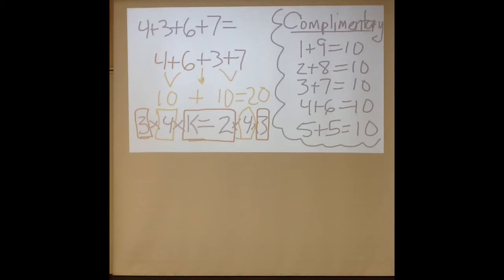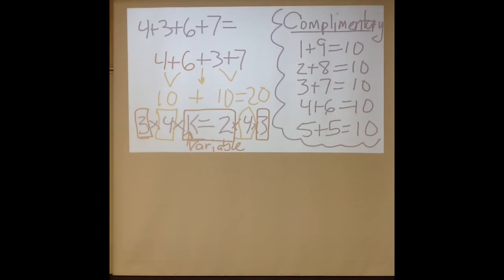So as you can see, commutative property is very helpful when we are not only adding numbers, but when we're multiplying or when we're trying to find the variable. And remember, k here is our variable. Okay, so that is commutative property.